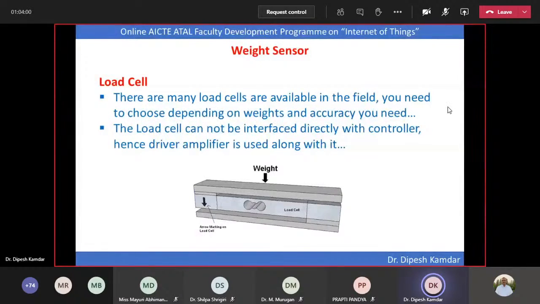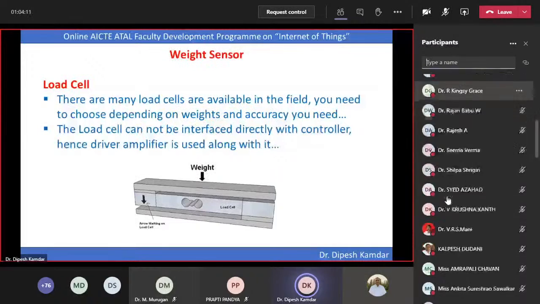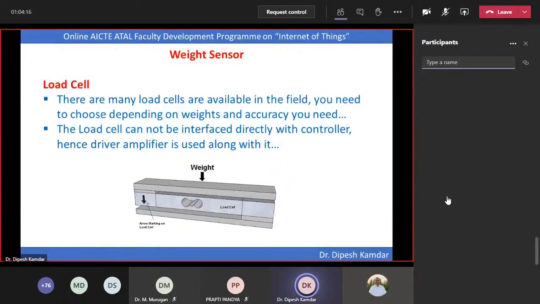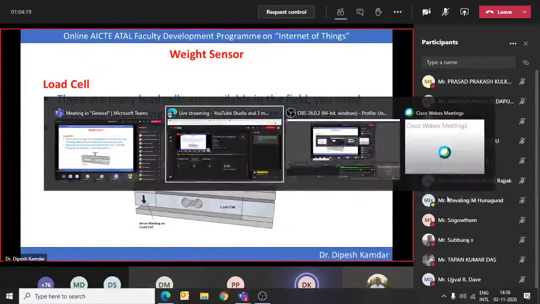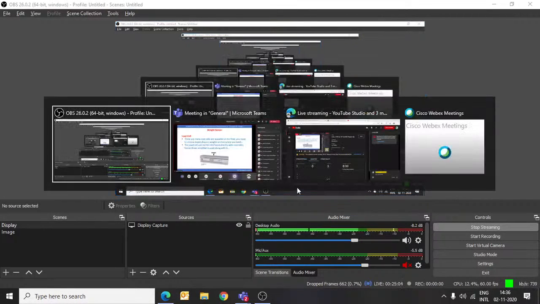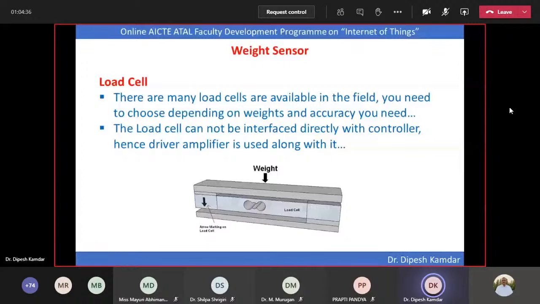Basically it has 4 wire connections. When weight is applied on the load cell, the load cell will bend a little bit, and depending on the bending, the resistance changes, because we know that R equals rho L by A. Depending on the small change in length, small variations are generated. Those variations are so small that we cannot directly connect them to a device and measure them. So we need an interfacing circuit along with the load cell.